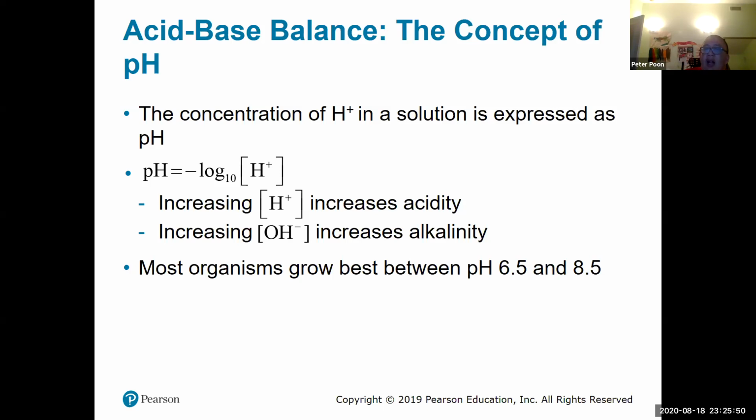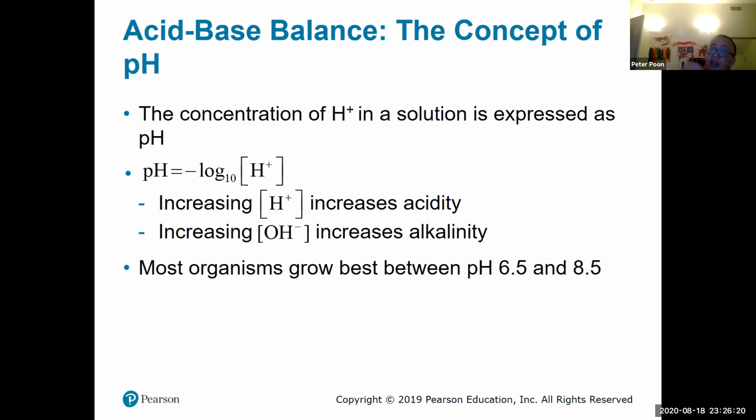Normal water has a pH of 7. Normal water by definition has 10 to the negative 7 molecules of H plus. That is pH 7. If you put 10 to the minus 7 into this equation, out comes the number 7. So the pH of pure water is 7.